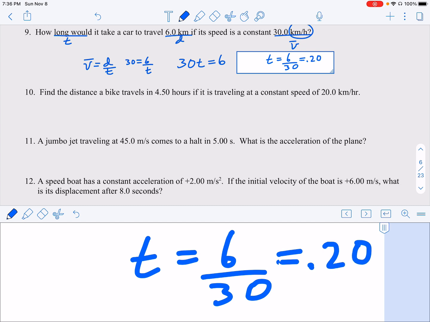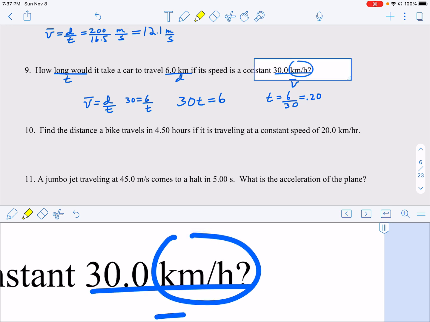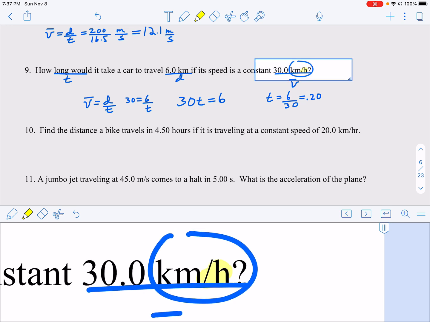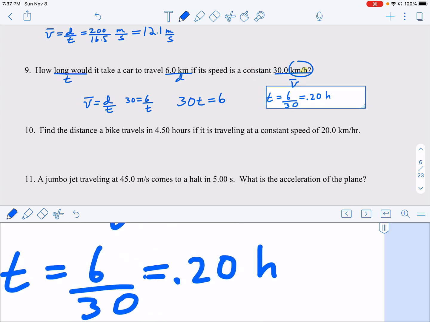0.20. Now be careful. The units have to be the same, match what was given. You can see that we have kilometers and hours. So we're going to have to say 0.20 hours. We can convert that to minutes if you want.